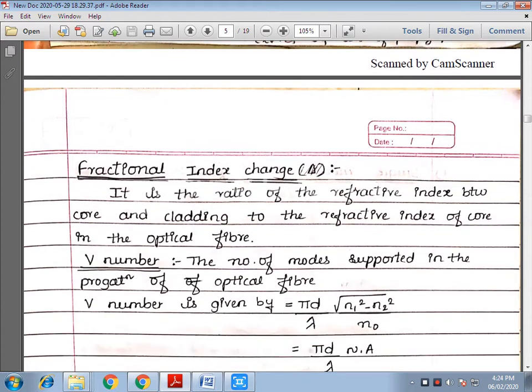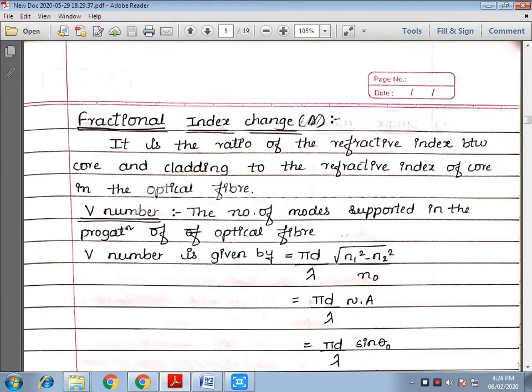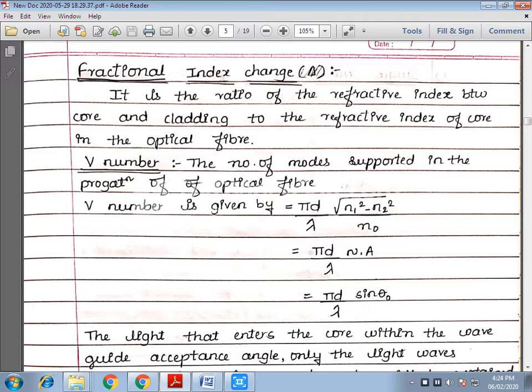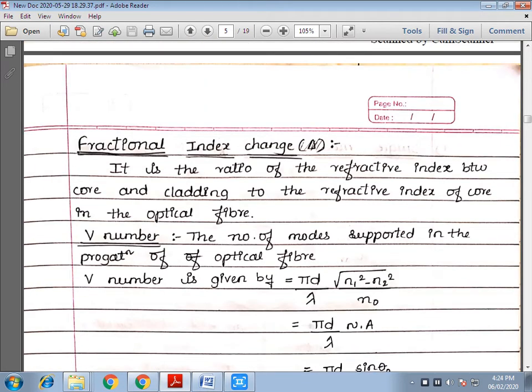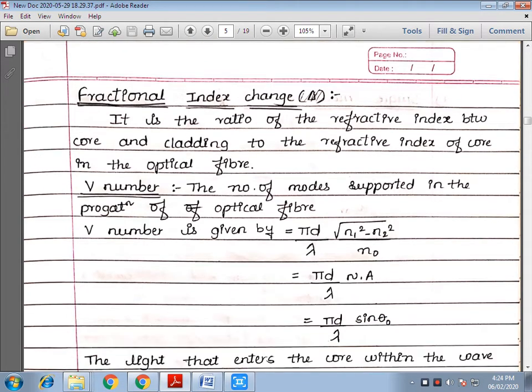Next comes the fractional index change. It is denoted by delta. It is the ratio of the difference in refractive index between the core and cladding to the refractive index of the core in the optical fiber, and it is represented as delta is equal to n1 minus n2 divided by n1. V number, the number of modes of propagation in the optical fiber.